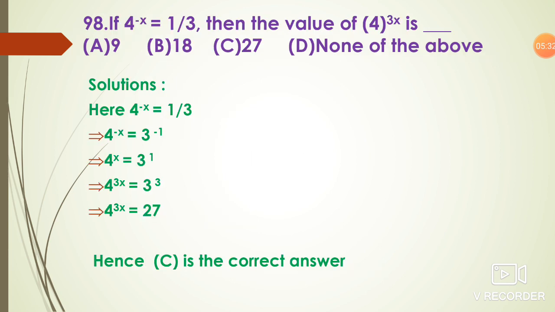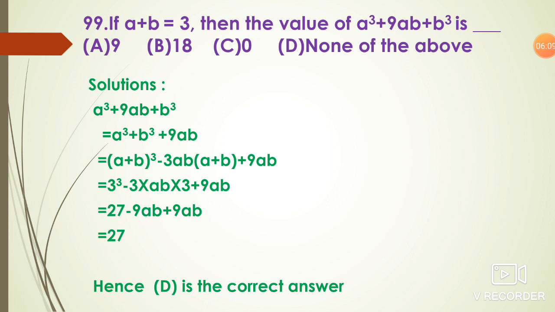Question number 98. 4 to the power minus x equal to 1 by 3, then find 4 to the power 3x. At first you have to write the given expression 4 to the power minus x equal to 1 by 3. So we know that 1 by 3 is 3 to the power minus 1, minus minus cancel, so it will be 4 to the power x equal to 3 to the power 1. After cubing both the sides, we get 4 to the power 3x equal to 3 to the power 3. So we will get 4 to the power 3x equal to 27. Hence C is the correct answer.